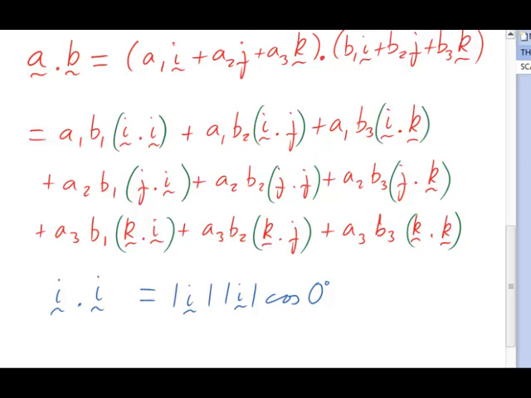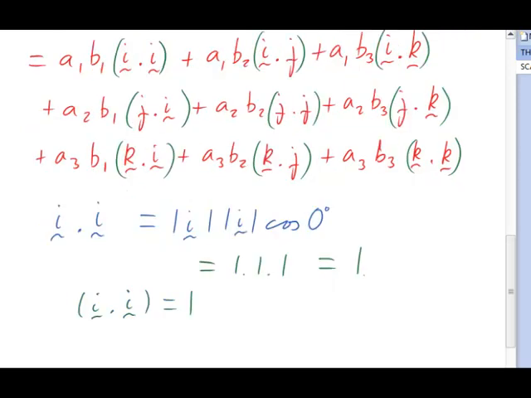The cosine of 0 is actually 1. What's more, i was originally defined to be a unit vector, so its length is also 1. That means we get 1 times 1 times 1 for this dot product. The answer is just 1.